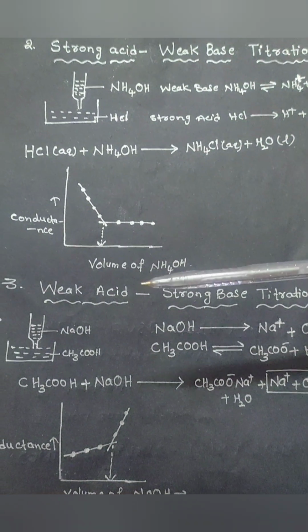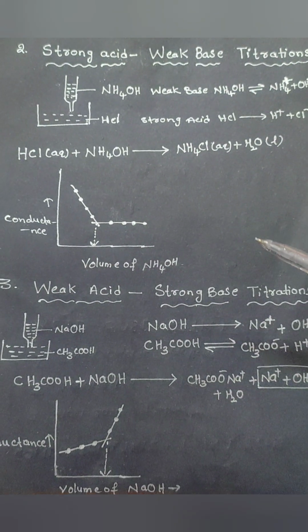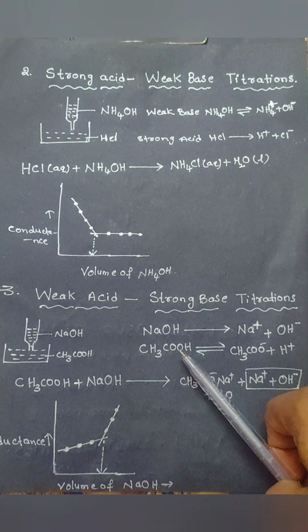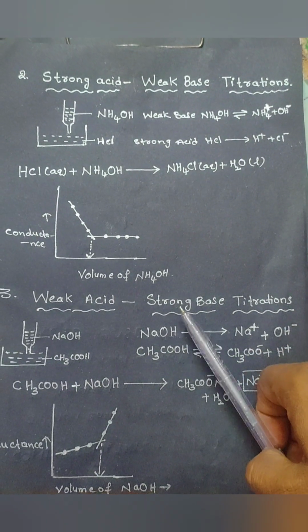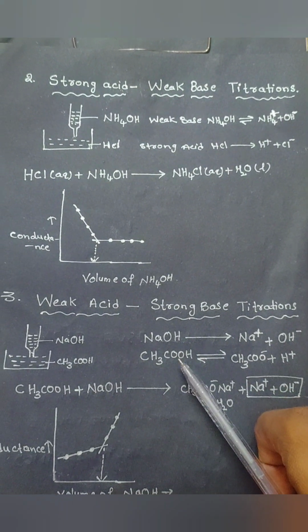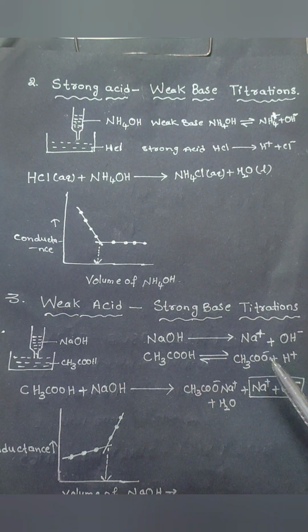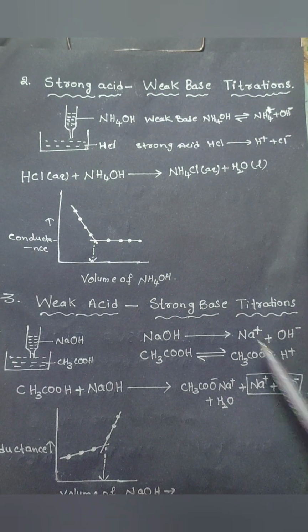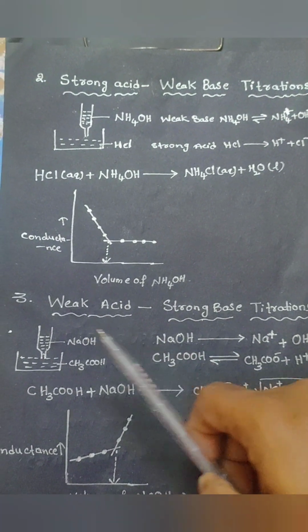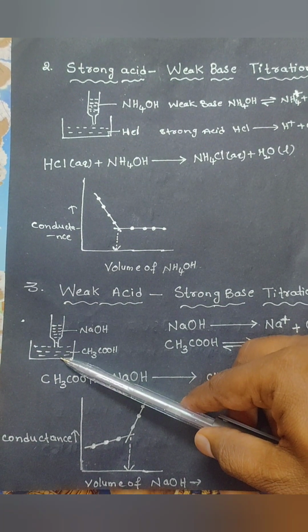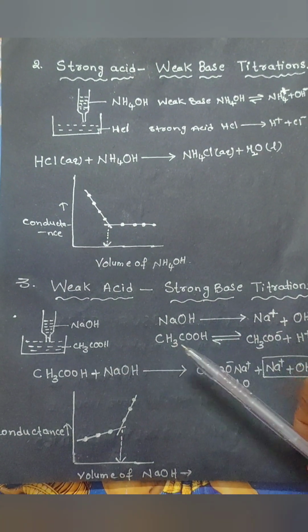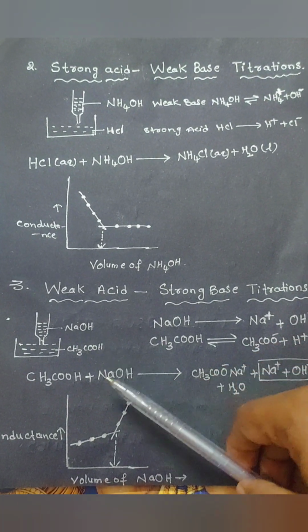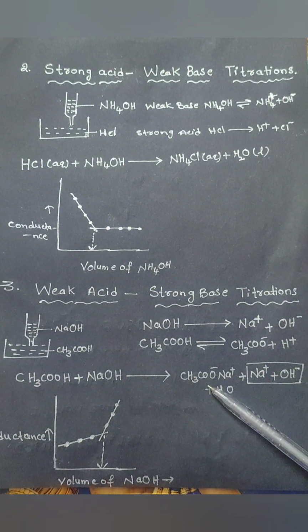Now we go for the weak acid versus strong base titrations. Here acetic acid is the best example for a weak acid, and NaOH is an example for the strong base. As the acid is very weak, this type of equilibrium exists between the ions formed due to the dissociation and the undissociated molecules. So in the beginning, the number of H plus ions is very low because the acid is very weak. And as we go on adding the NaOH, what happens? This type of reaction takes place and the salt forms.